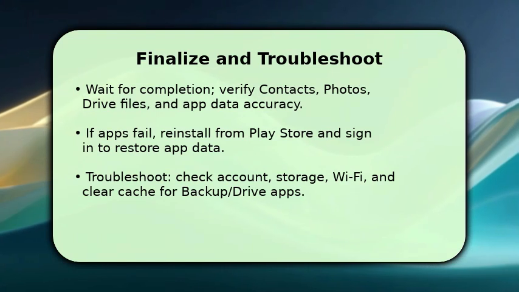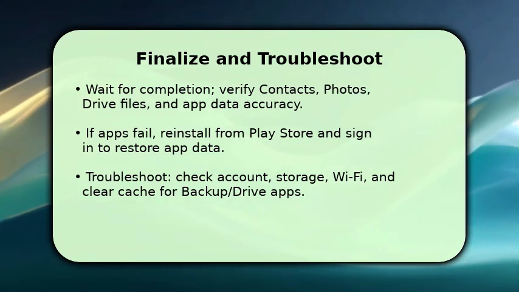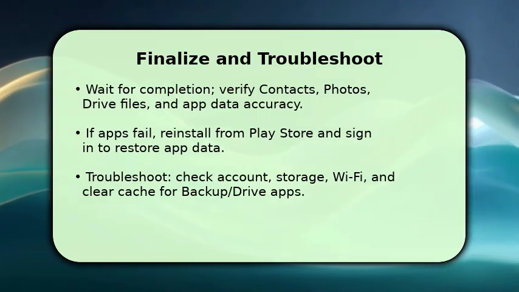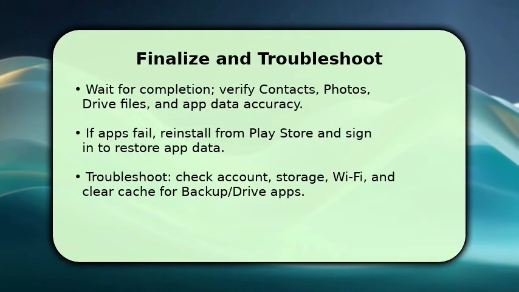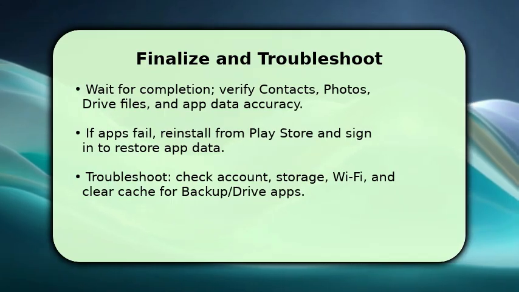Finish by confirming all data appears. Open Contacts, Photos, and Drive to spot missing items, and launch restored apps to verify saved settings. If an app didn't restore, reinstall from the Play Store and sign back in. Some apps restore only after you authenticate.